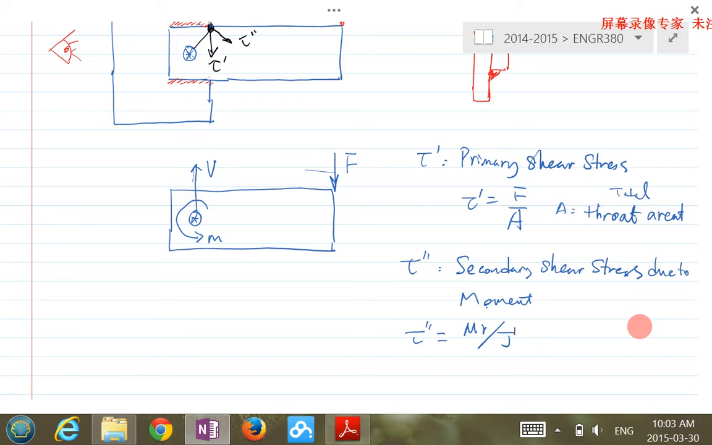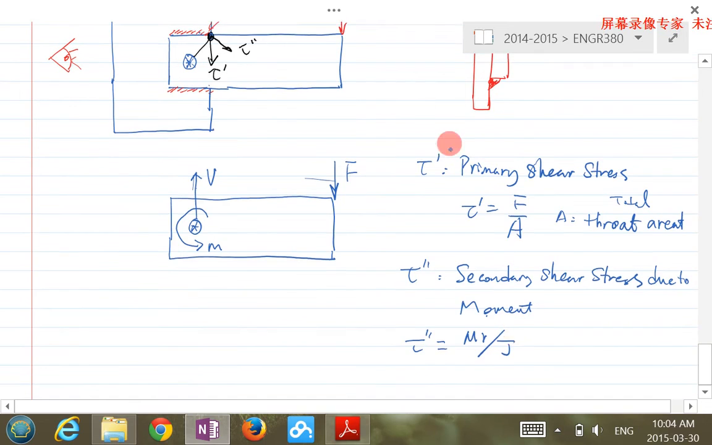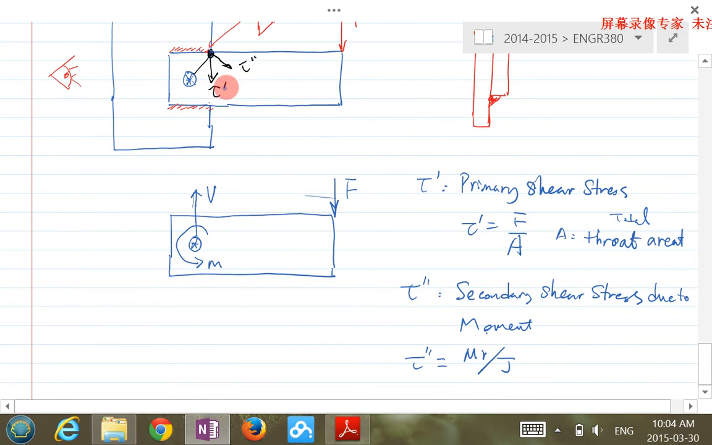So if we consider the shear stress, as I said, the conservative model takes into consideration that everything is a shear stress at the throat area. That's why we call it the secondary shear stress, even though the formula is originally for calculating bending normal stress, we still call it a type of shear stress.